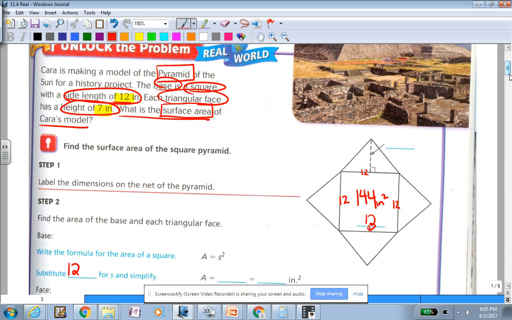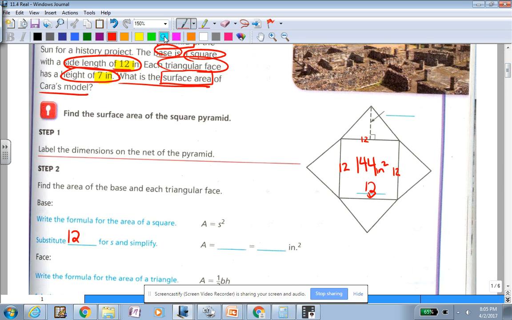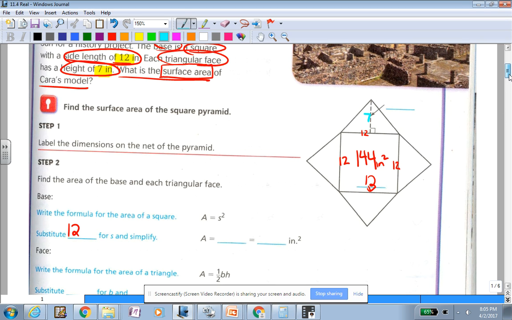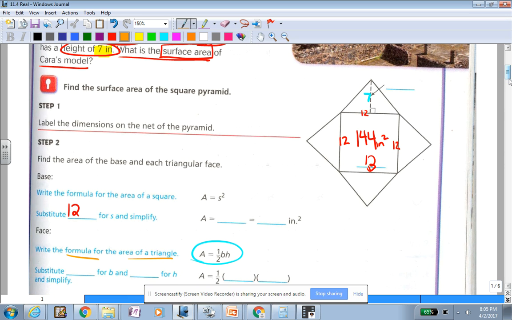And remember, Kara's height of the triangle is 7. So this right here is going to be 7. Well, if the base is 12 and the height is 7, then I'm going to be finding that area by using the formula 1/2 base times height. The area formula for a triangle is listed right here. And now we know that we're just going to substitute the values in. We've got 12 for the base and 7 for the height.